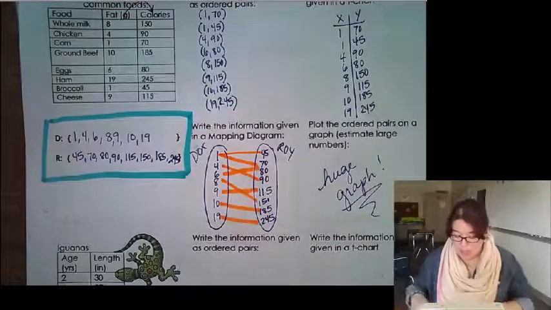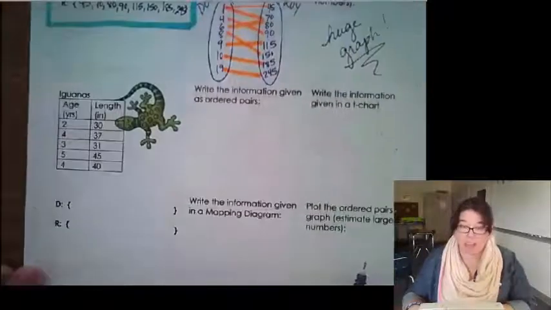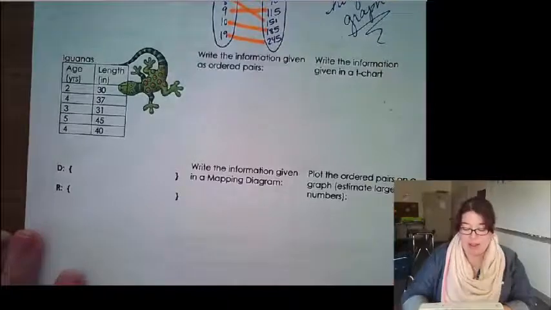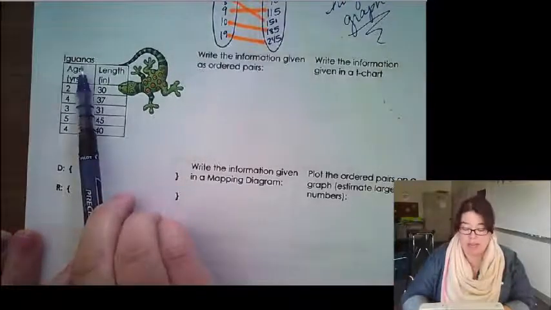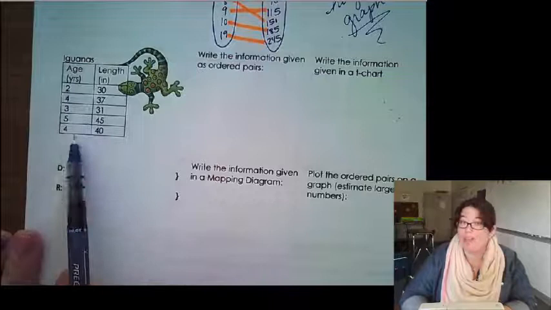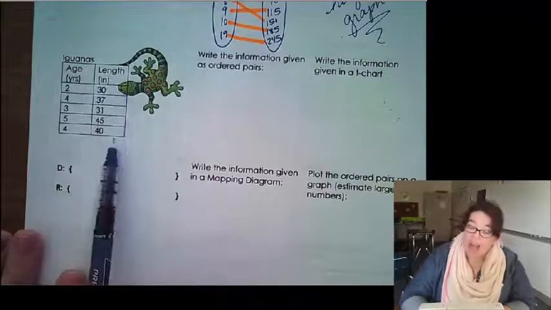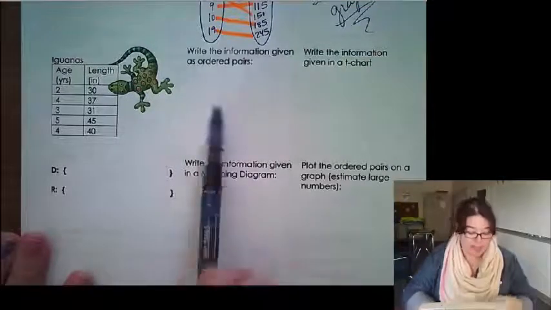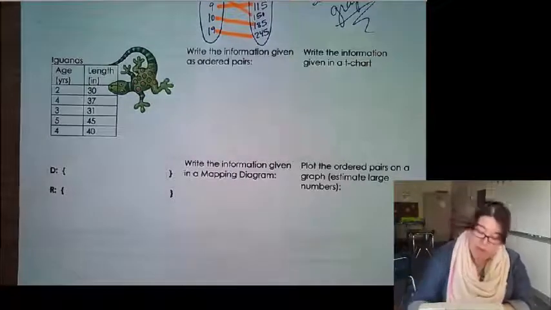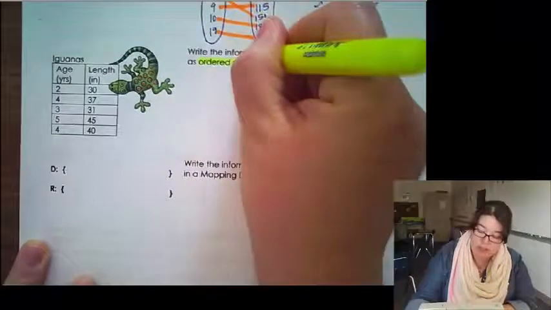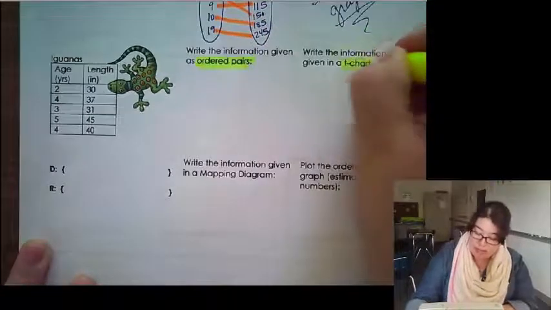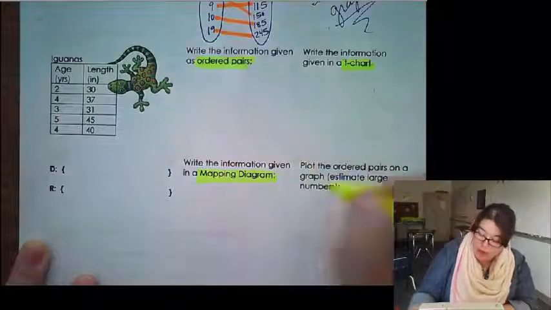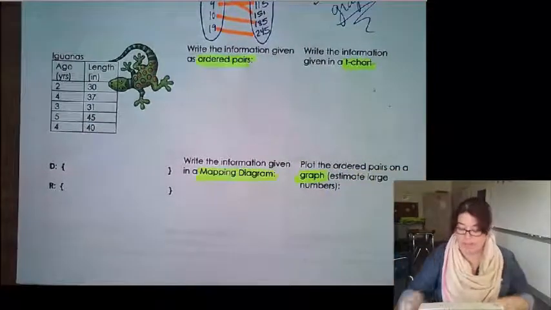Now, I want you to take a look at this last set of data. Okay, this last set of data is about iguanas. It shows the relationship between the age of an iguana and the length of the iguana. And what I want you to do is go through and write all this information the way we've been doing. Write it as ordered pairs, write it in a T-chart, create your mapping diagram, and then I do want you to go ahead and graph, but I'm going to help you set this up.